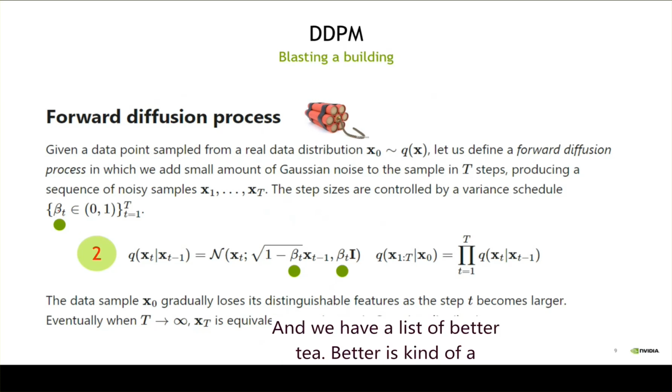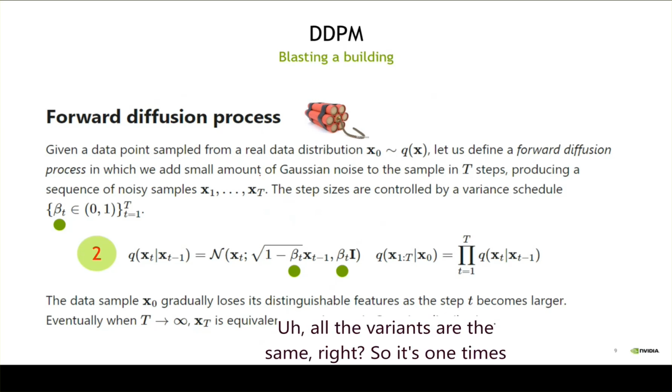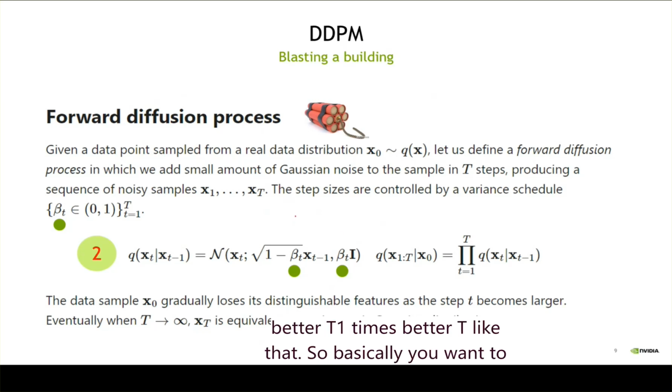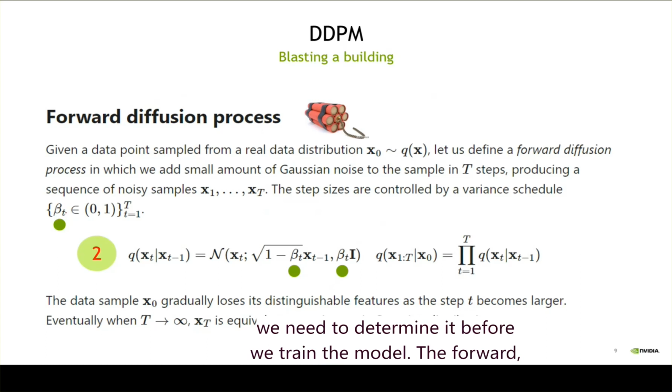And we have a list of beta t. Beta is kind of a variance, right? Because we're using an isotropic Gaussian distribution. So basically, in the diagonal, all the variances are the same, right? So it's 1 times beta t, 1 times beta t, like that. So basically, we want to build this. There is no learnable parameter here. The beta t is a hyperparameter, which means we need to determine it before we train the model.